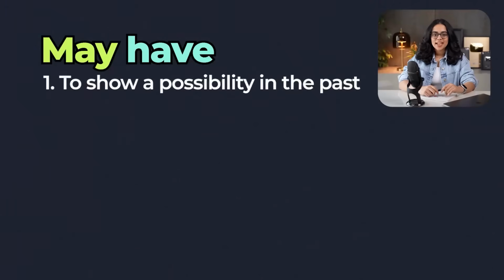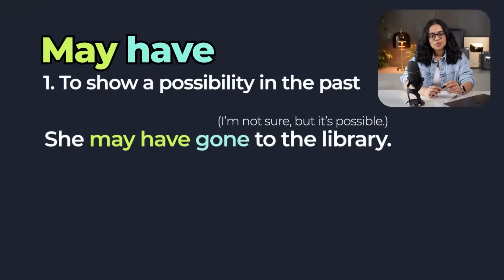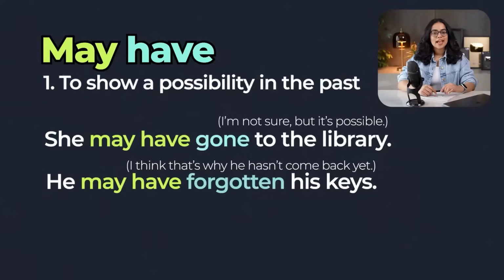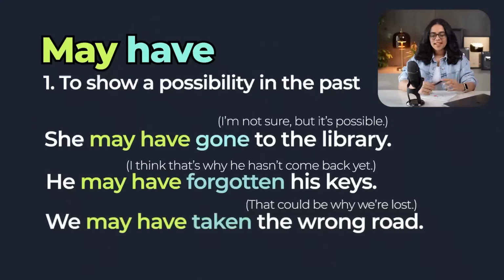First, we use may have to show a possibility in the past. This means when something possibly happened, but we don't know for sure. Example, she may have gone to the library. I'm not sure, but it is possible. He may have forgotten his keys. I think that's why he hasn't come back. We may have taken the wrong road. Now, this could be why we are lost. So it's a possibility, but the chances are 50%.